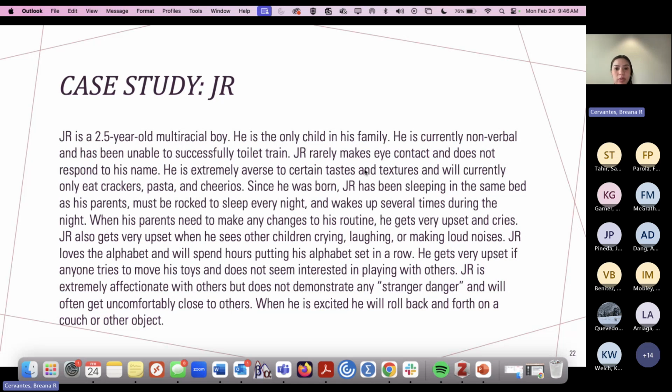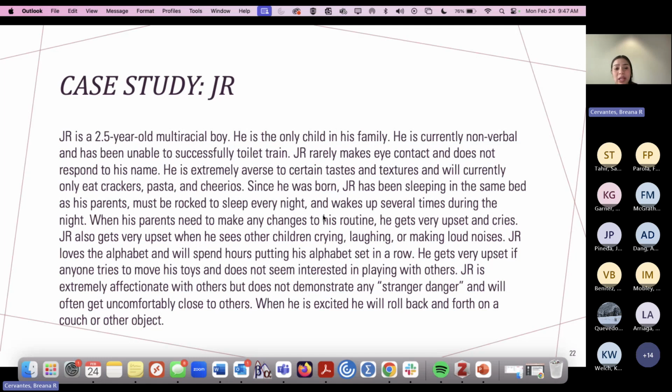I'm just going to move quickly too. So sleeping in the same bed as his parents, needing to be rocked to sleep every night, waking up several times. We tend to know that across the board, not just autism, but most mental health disorders, there tends to be a sleep component where there's pretty low quality of sleep or the sleep is being disrupted. And in most of the disorders, we see a criteria where there's a comment on sleep. And even if there's not, we know typically when sleep is impaired, we're seeing a lot of other things happen.